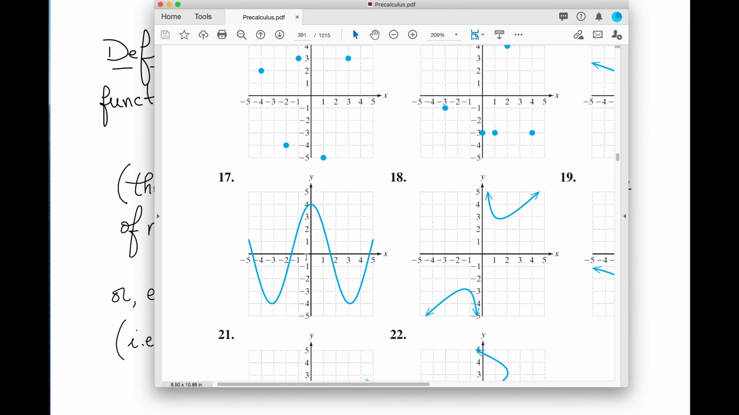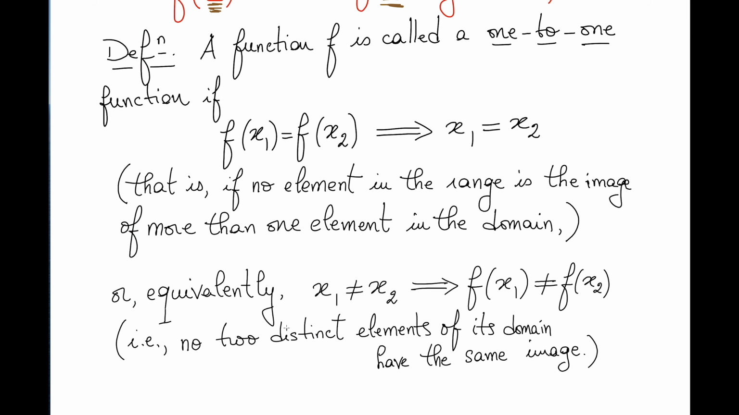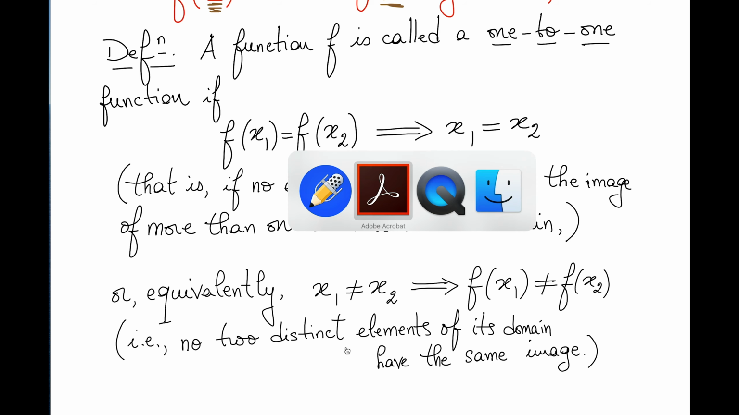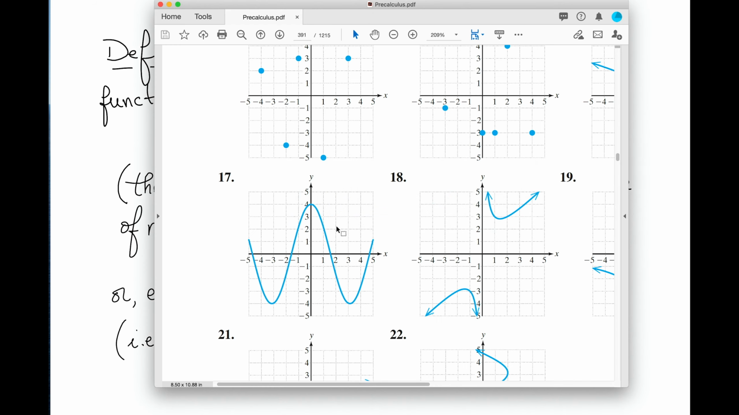So there are two distinct elements of the domain of the function which have the same image. As such, the function is not going to be one-to-one. So this is not one-to-one because there exists an output which is shared by multiple inputs, or because there are distinct inputs that share the same output. For example, output 0 is shared by probably negative 3 over 2 and 3 over 2.